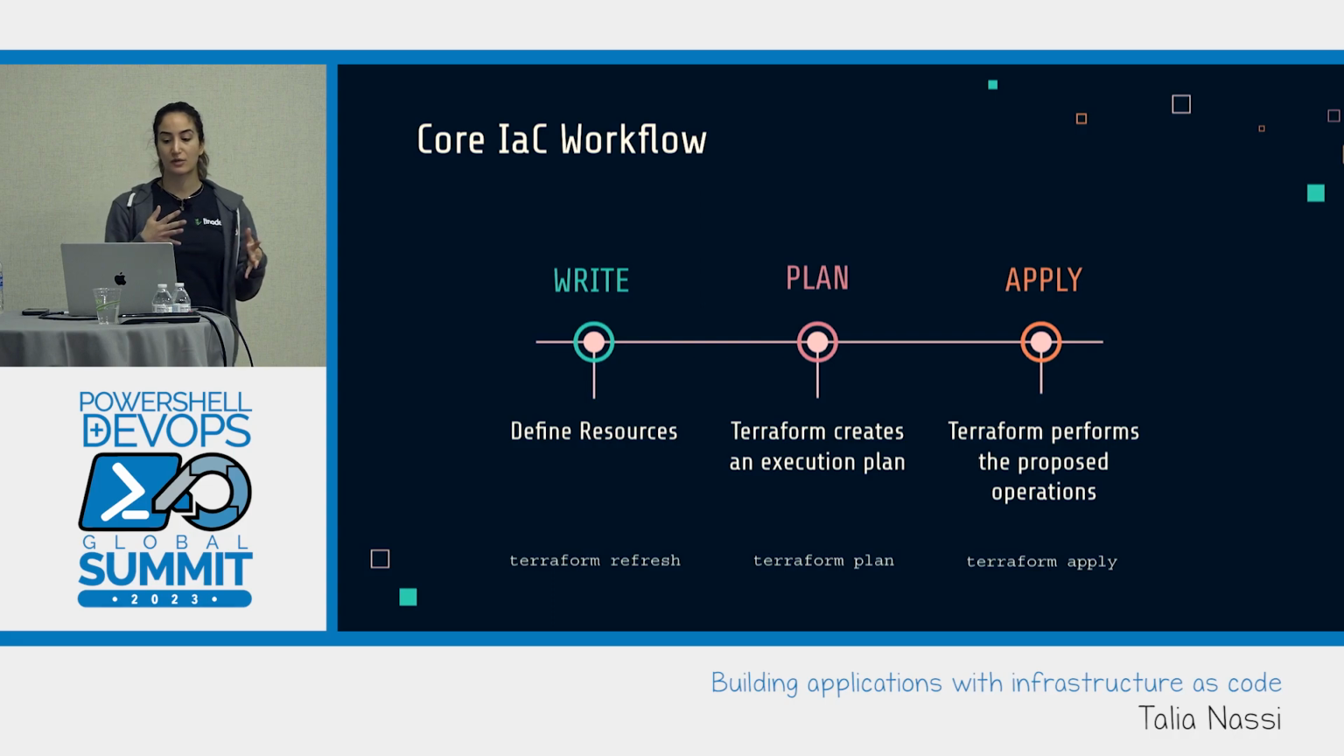And then we have Terraform apply. This is when Terraform goes out and performs the proposed operations. It'll execute that plan. It'll actually perform those actions. So it'll add your GCP network, or it'll remove your DynamoDB database, or whatever you want it to do. It'll perform those actions.